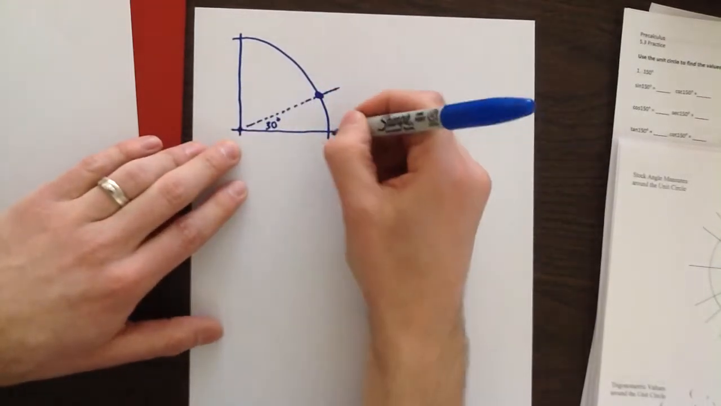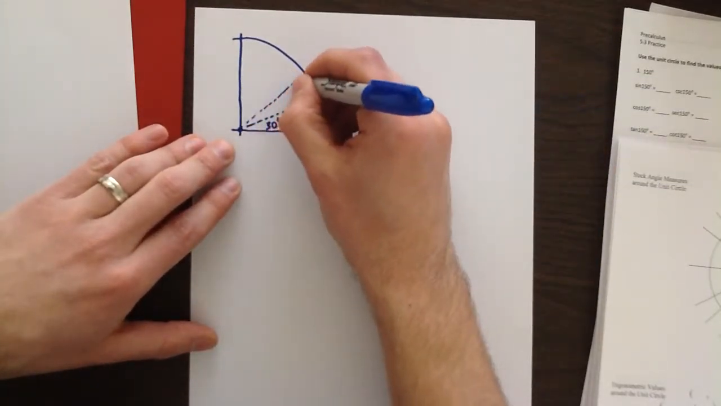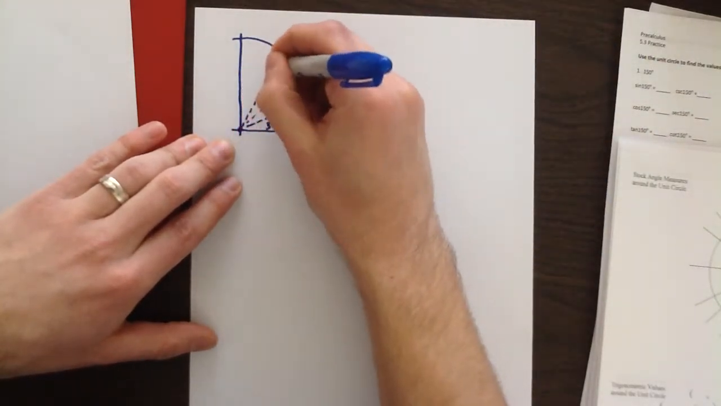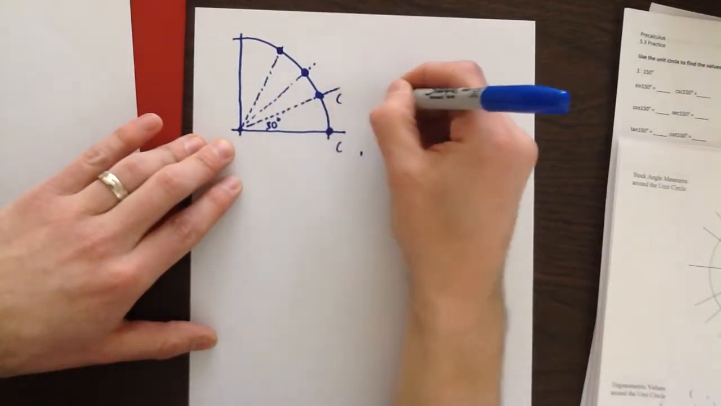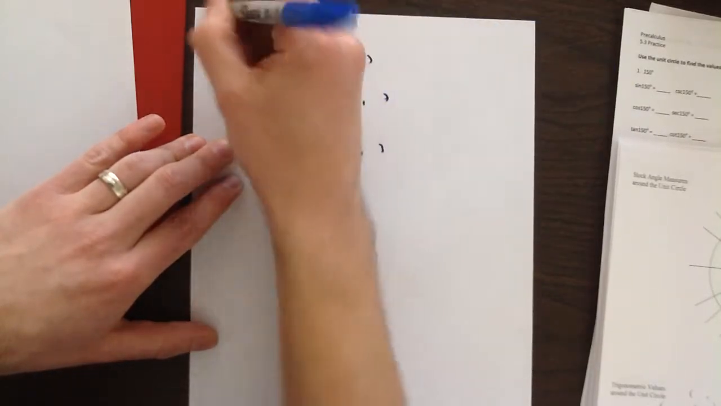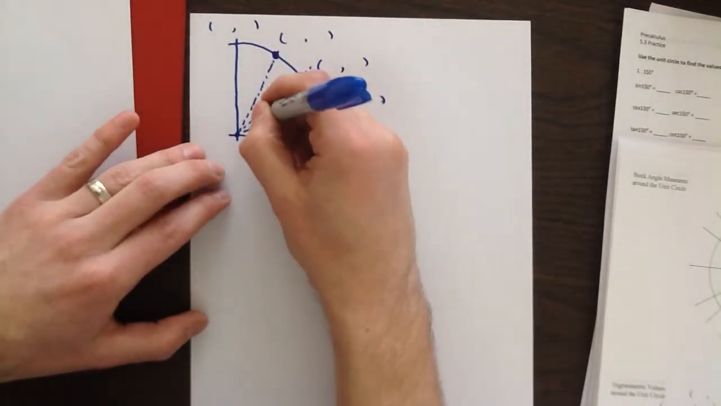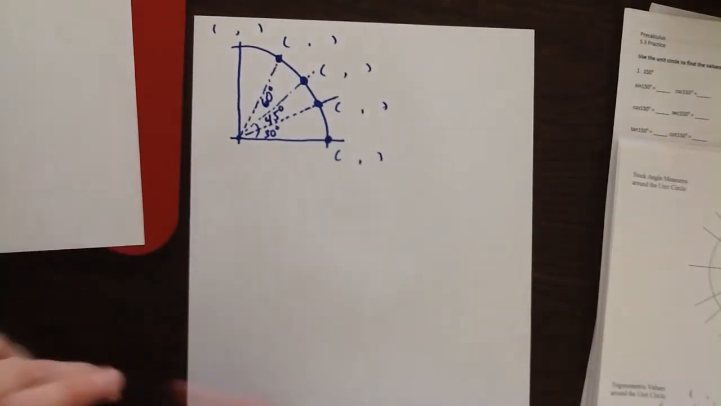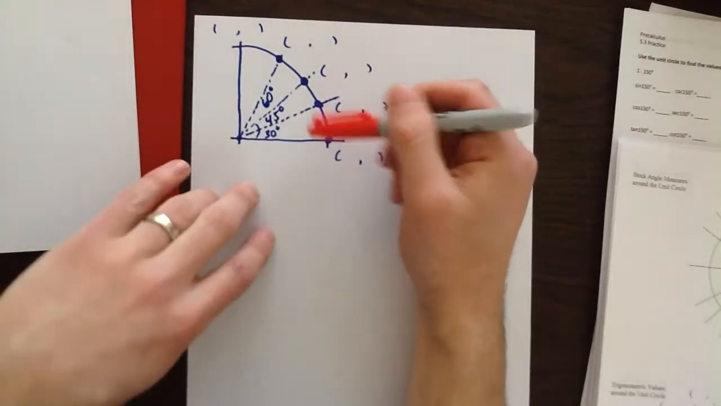So the angle 0 degrees intersects the circle. 30 degrees intersects the circle. If we've got 45 degrees, we have some coordinate. 60 degrees. For each of these, there is some coordinate where that angle would intersect the unit circle. Now those angles came about because those were our special right triangles: 30, 60, 90 and 45, 45, 90.